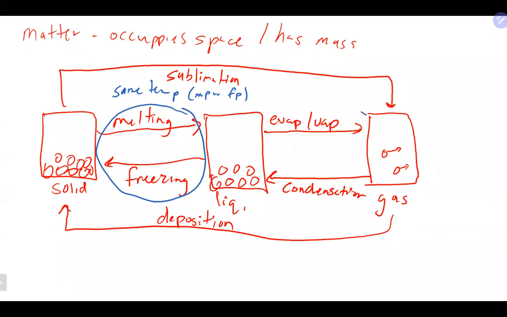Same thing happens with the process of evaporation and condensation. It also occurs at the same temperature. That is what is sometimes referred to as the normal boiling point of a substance. And once again, that does happen at the same temperature. So for example, using water again, that's 100 degrees Celsius where that occurs for water.